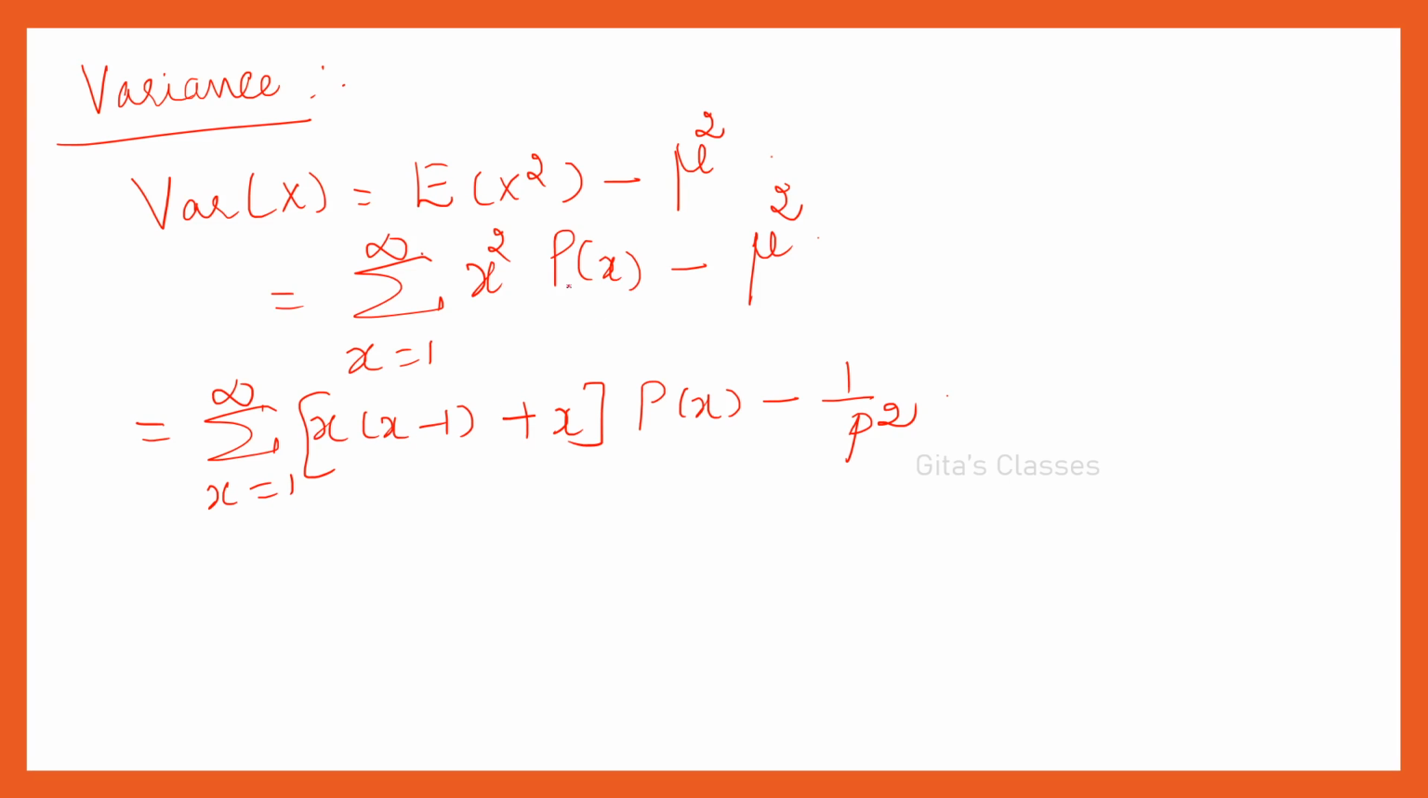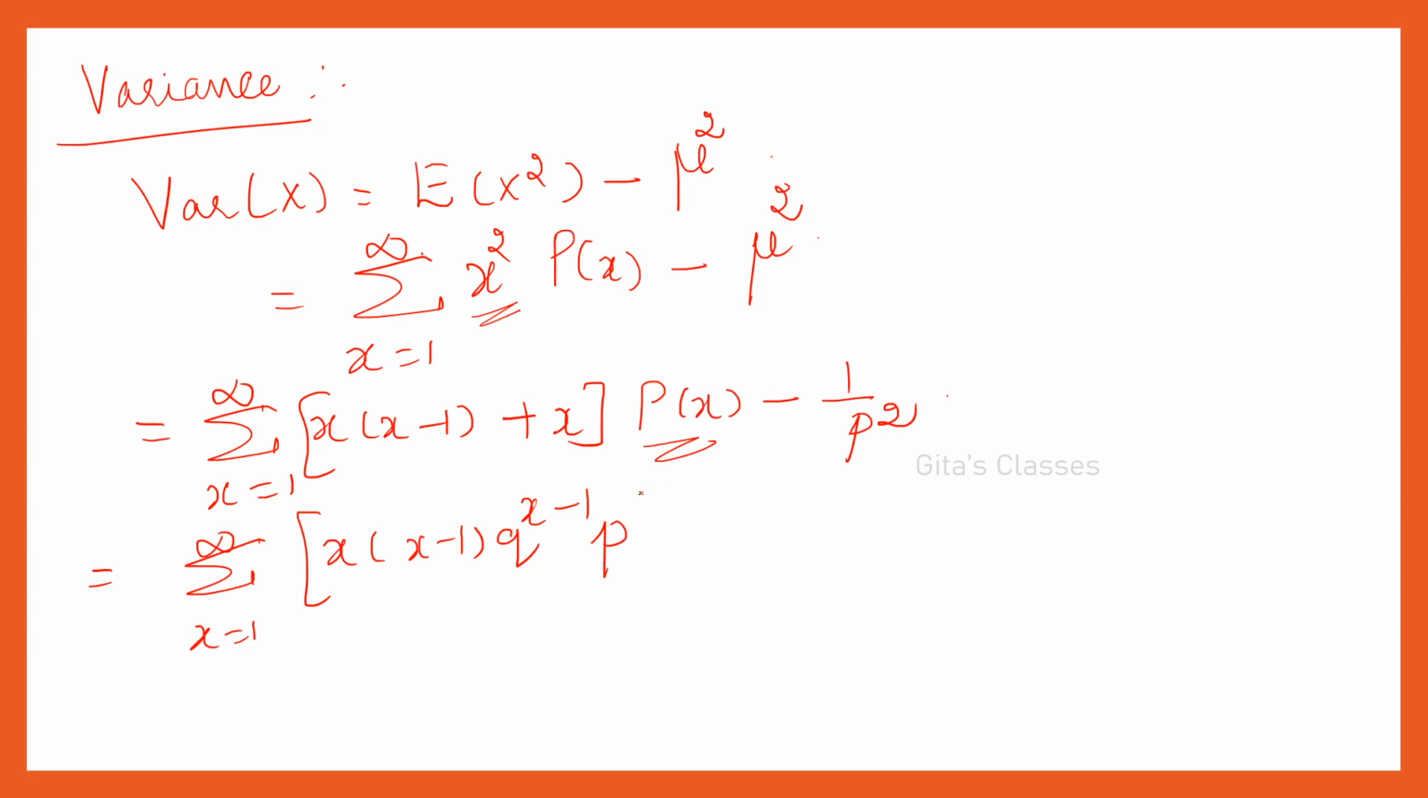And how am I writing this? This x squared I am writing like this, x squared minus x plus x, the x will get cancelled, that is why it is x squared. So just for our convenience I am writing like this. So this is equal to sigma x varies from 1 to infinity x into (x minus 1) into q power x minus 1 into p.